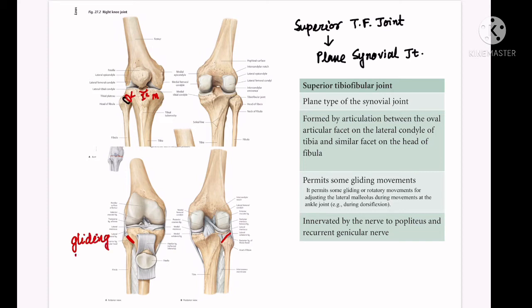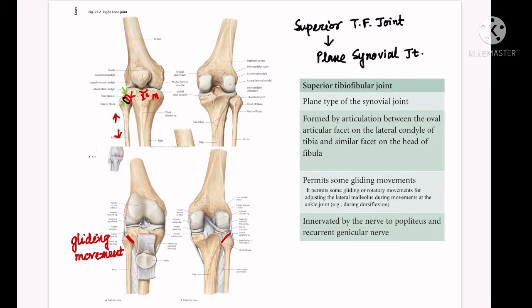This gliding movement is for adjusting the lateral malleolus during the movement of the ankle joint. So when we move the ankle joint, for example during dorsiflexion or plantar flexion, the fibula kind of goes up and down. That up and down motion is translated into some amount of gliding movement between these two articular facets, the articular facet of the fibula and the articular facet of the tibia, in the superior tibiofibular joint.